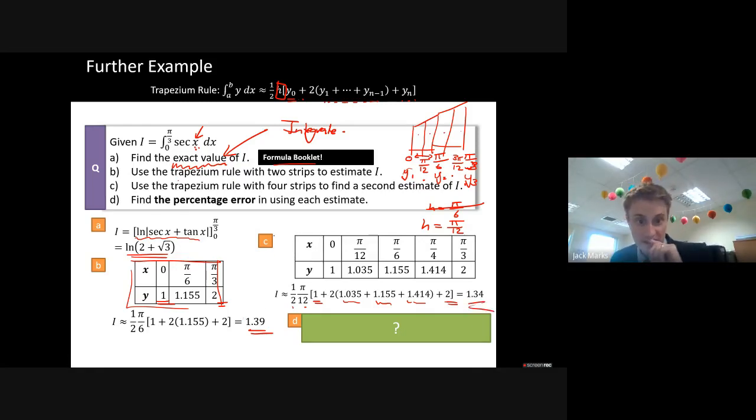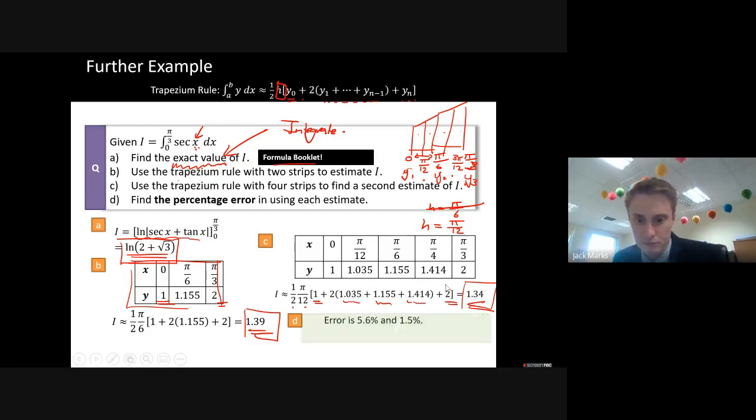Okay, so find the percentage error in each estimate. So these are not correct. We said that these are not fully correct because the trapezium rule gives you an overestimate or an underestimate. This is the real answer from integration. So you need to find out this value here, and then we need to compare. And percentage error, you're looking for the difference divided by the original.